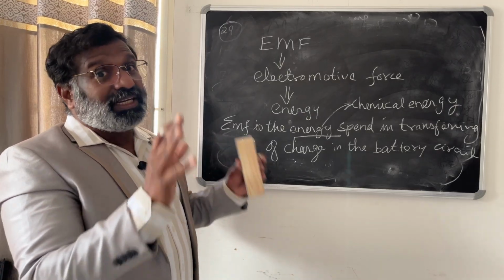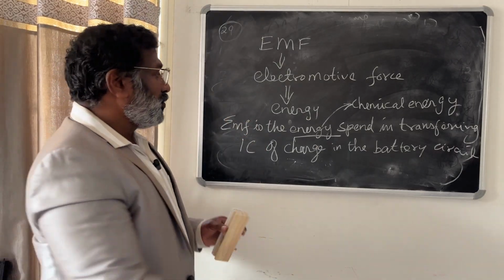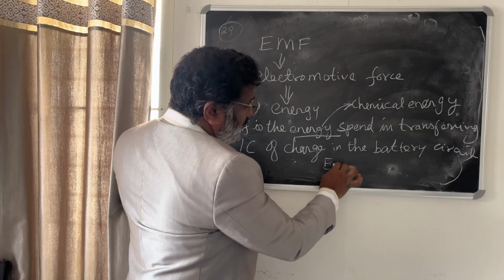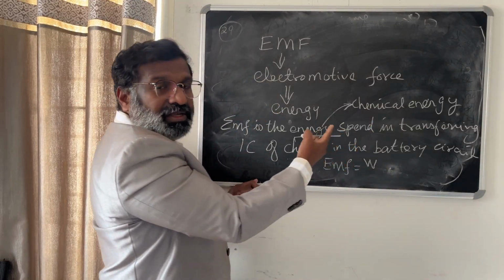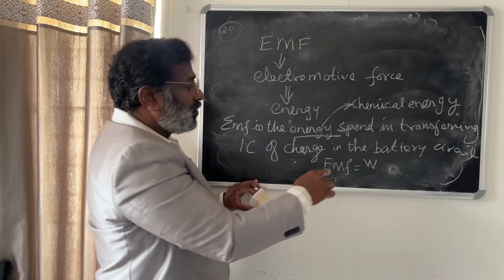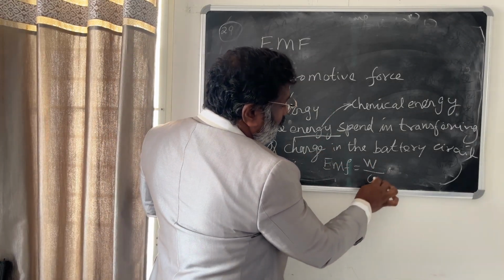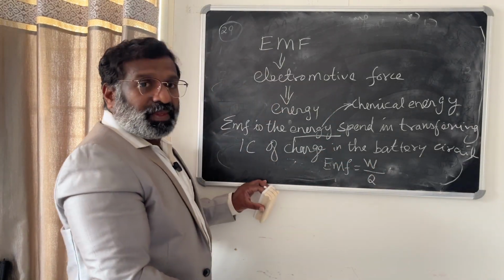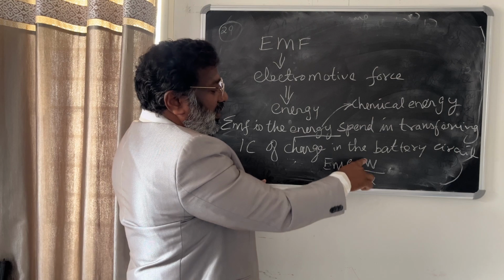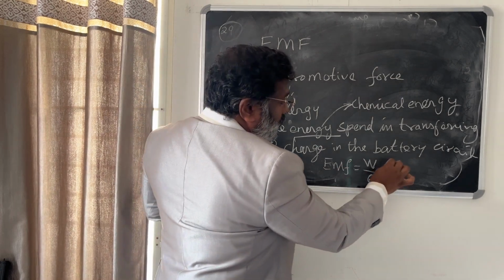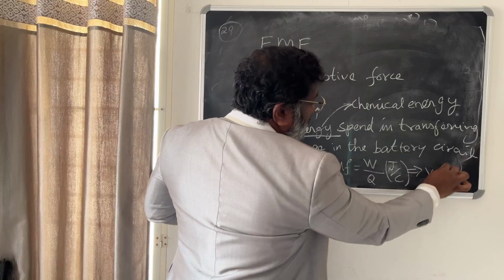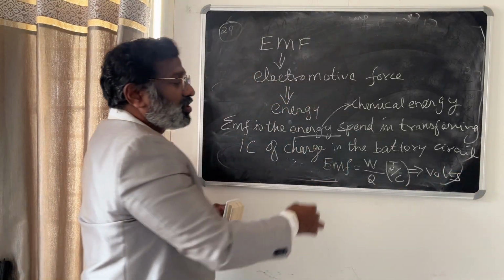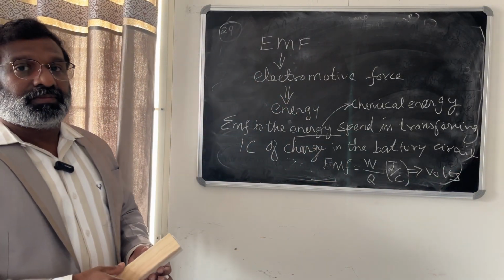It is not a force, it is an energy. So EMF is work done, or energy used means equal to work done. So work done in moving 1 coulomb of charge within the battery circuit. So work done by charge. So joules per coulomb. Joules per coulomb is also called volts. So the unit for EMF is also volts.